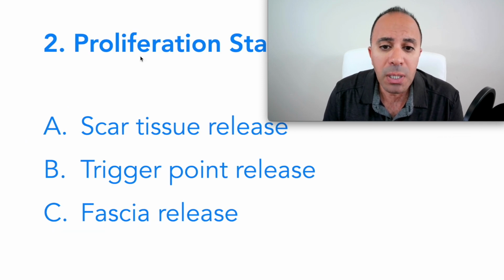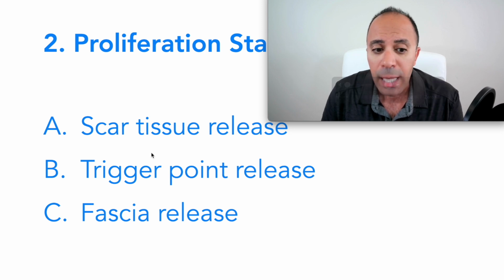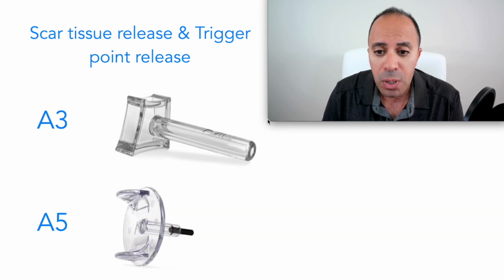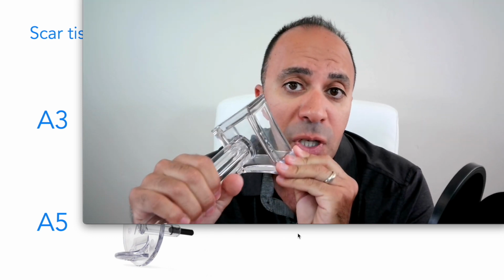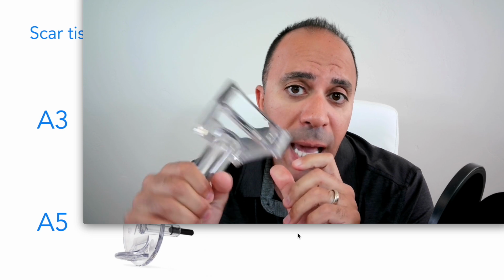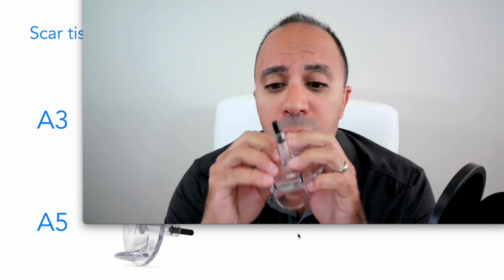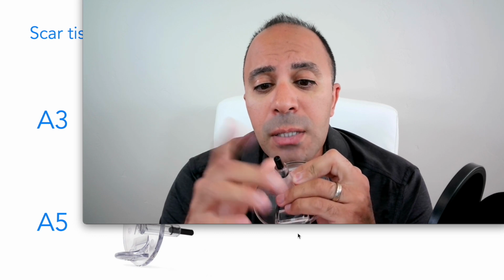So what I personally do is I use the A3 tools, and I'm very conscious, and actually I give instruction about how to use it so you don't cause more inflammation. So I use the A3 to break superficial scar tissue and any superficial adhesion. And I use the A5 to break deep scar tissue, release deep trigger points, and release deep fascia.